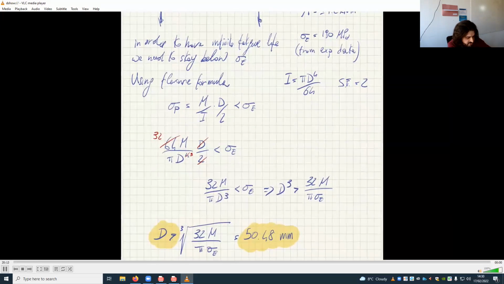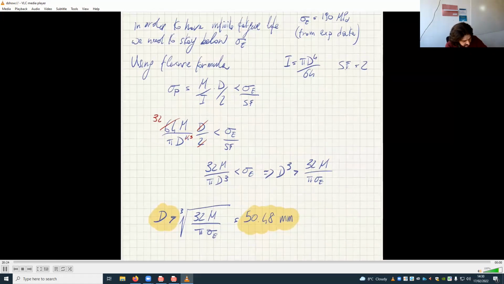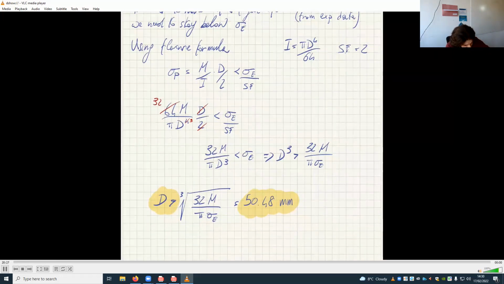And if the safety factor must be 2, that means that this must be smaller than sigma e divided by the safety factor, basically. So the safety factor goes here. But since I copied it from the solution, I believe that this is still the correct number because I haven't done this calculation. Do you agree? Probably I'm missing the safety factor also in this other part. So this goes here, SF, and this goes here, SF. Very good.